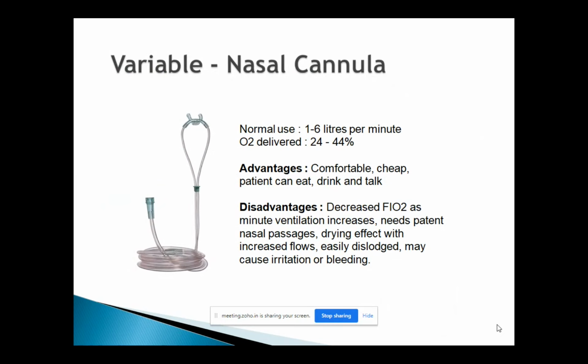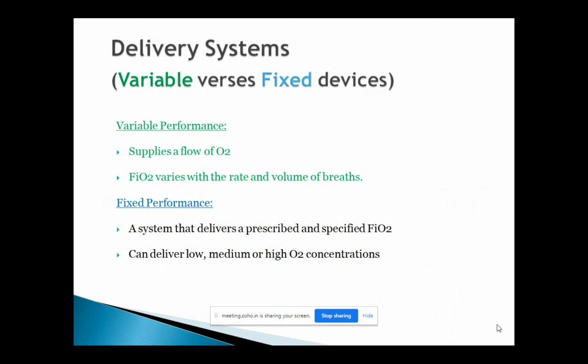That's the reason nasal cannula comes under a variable device. Okay, just go back to this side. So delivery system, variable versus fixed. So what is variable performance? As I said, you can give a flow of oxygen from 1 liter up to 15 liters, but the fraction of inspired oxygen varies with the respiratory rate and the volume of breath.